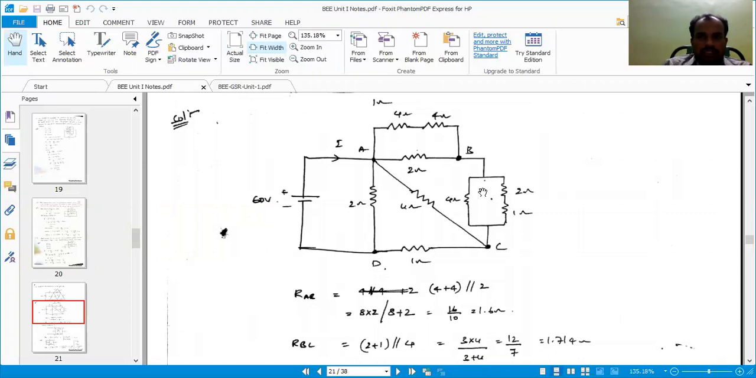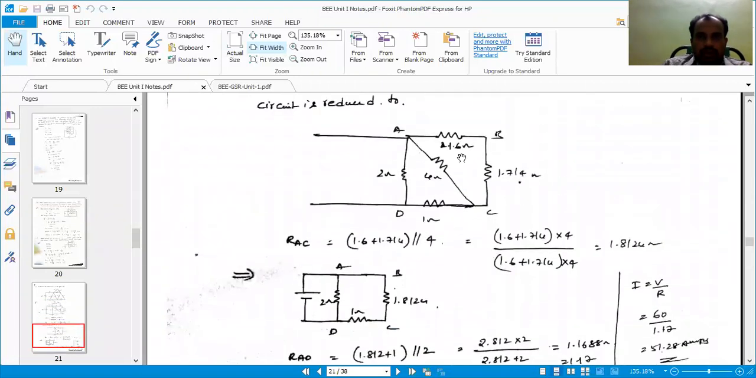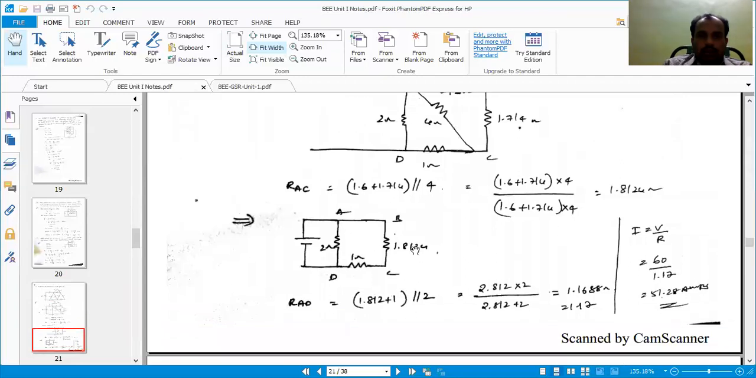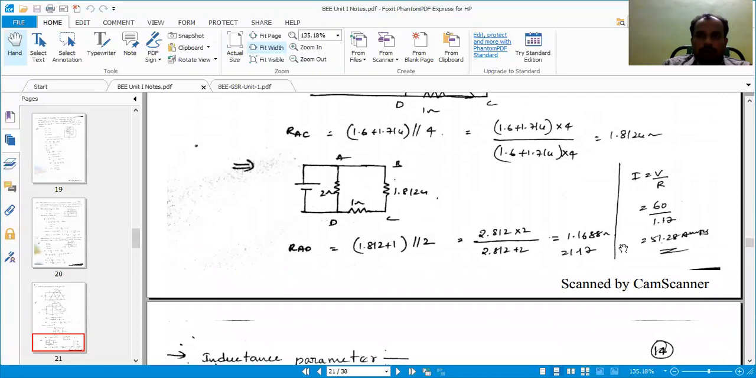Here 1.6, here 1.7. Now finally reduce the circuit diagram: 1.6 and 1.7 are in series, and again in parallel with the 4 ohm resistance. Again reduce the circuit diagram: 2 ohms and 1 ohm, and again 1.24 and 1.8214 plus 1 ohm; these two resistances are in series and in parallel with the 2 ohms. The final resistance value is 1.17.